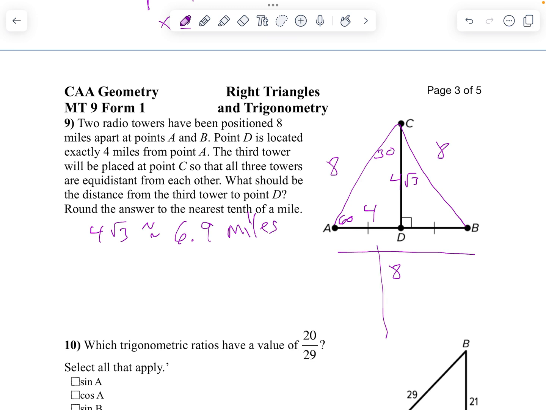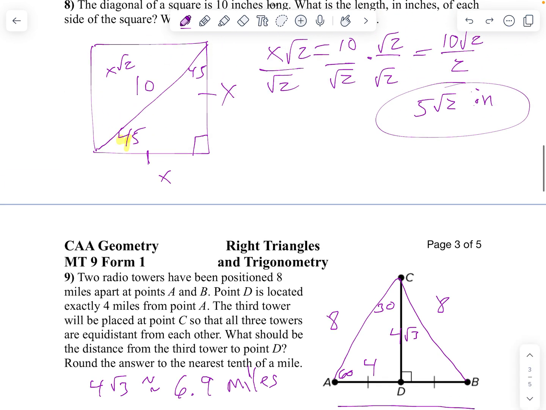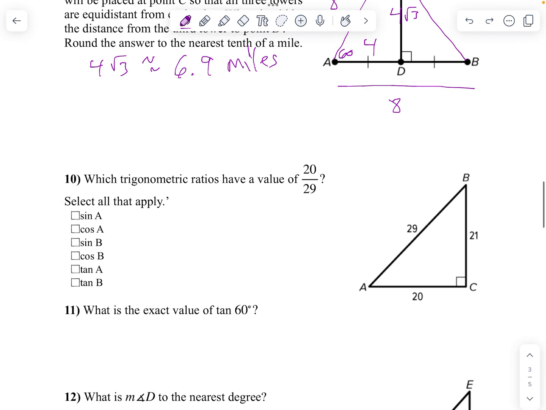Now on question number 10, I think I went 2 pages here? That's okay. On question number 10, I want to know which trig ratio will have a value of 20 over 29. So if I look at angle A, 20 is adjacent to angle A. 29 is my hypotenuse no matter how I do it. So the cosine of angle A will be 20 over 29.